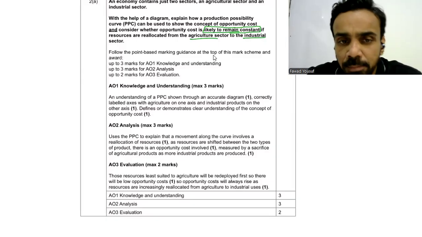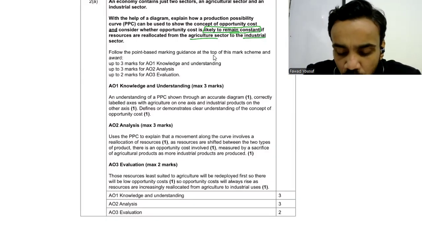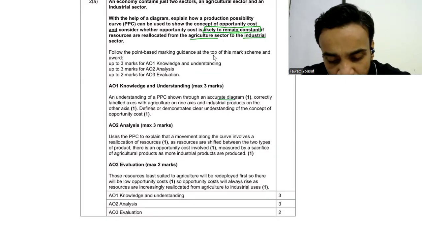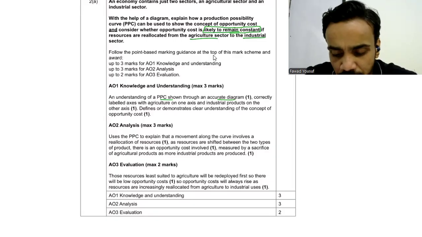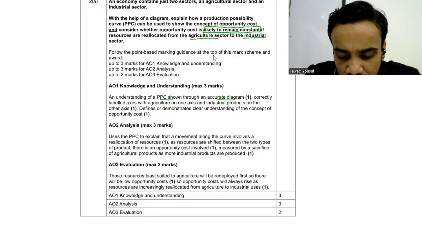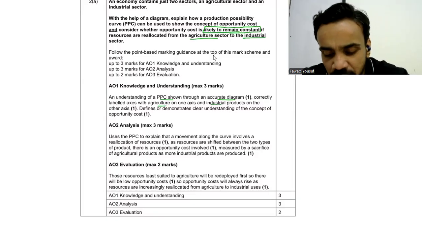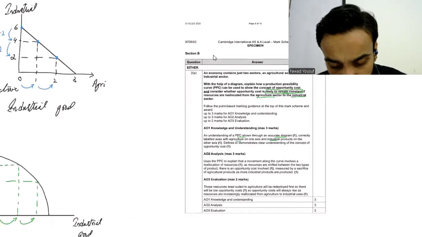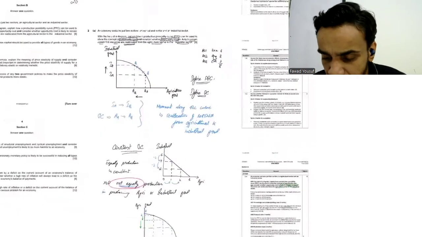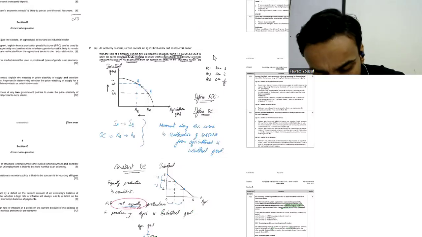How will you get marks? Marks are very simple. We're going to look for your diagram. We saw the diagram. I'm going to look at whether your axes are correct and your understanding of PPC is shown through an accurate diagram. That is one mark. Correctly labeled axes with agriculture and industrial. The examiner will mark exactly like this. Let me show you. The examiner will see the first thing and say, okay, agriculture, industrial, the labels are correct.